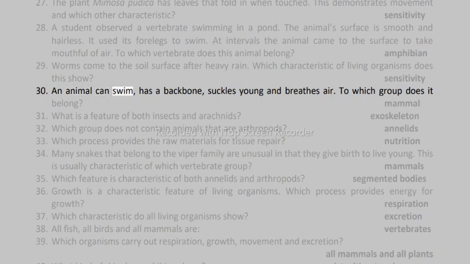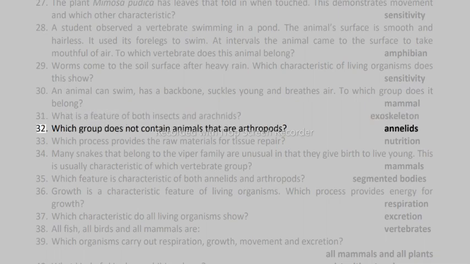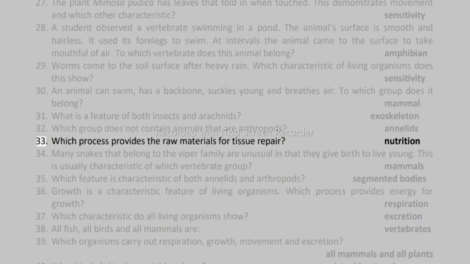30. An animal can swim, has a backbone, suckles young and breathes air. To which group does it belong? Mammal. 31. What is a feature of both insects and arachnids? Exoskeleton. 32. Which group does not contain animals that are arthropods? Annelids. 33. Which process provides the raw materials for tissue repair?